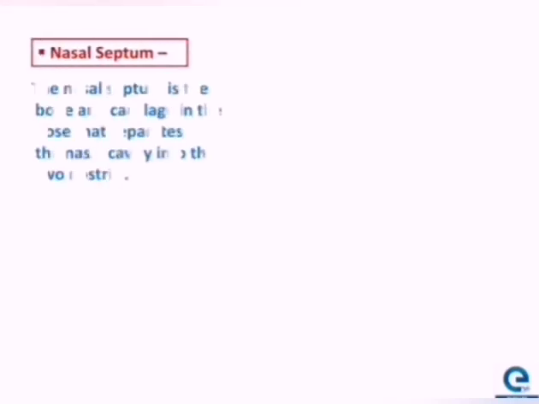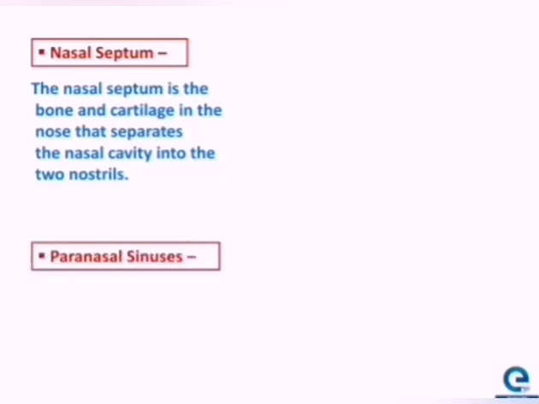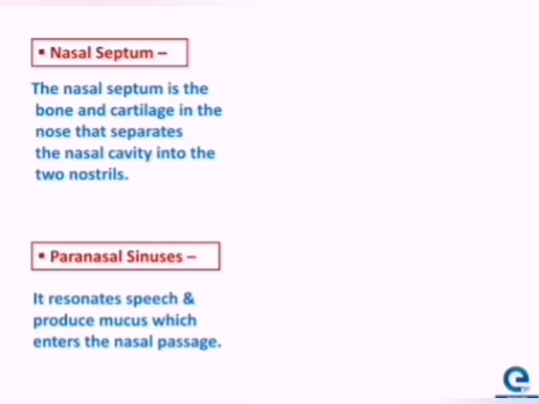Now we will learn about the nasal septum. The nasal septum is the bone and cartilage in the nose that separates the nasal cavity into the two nostrils. And our next point is the paranasal sinus. It resonates speech and produces mucus which enters the nasal passage.